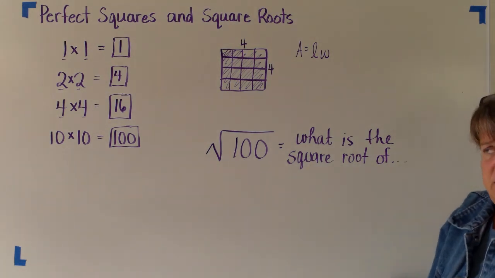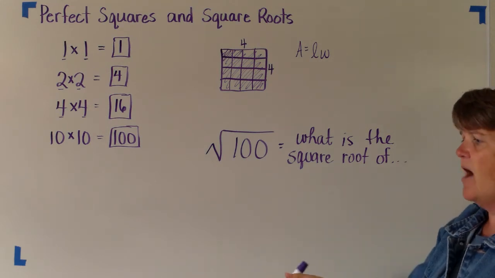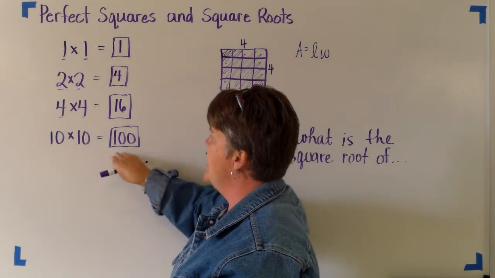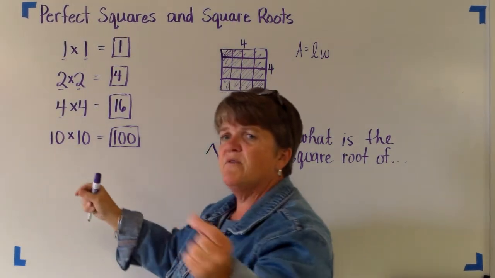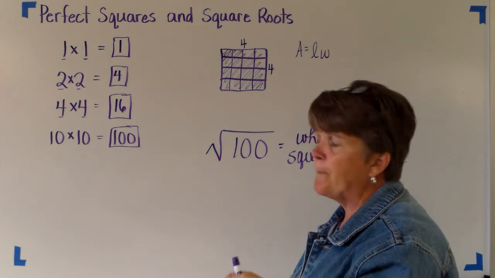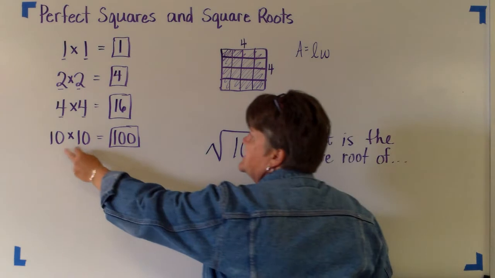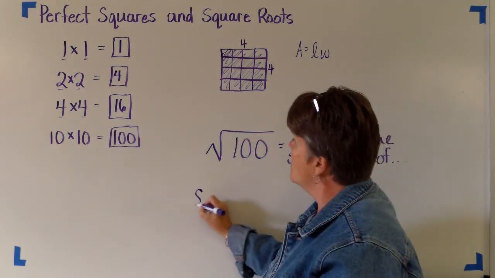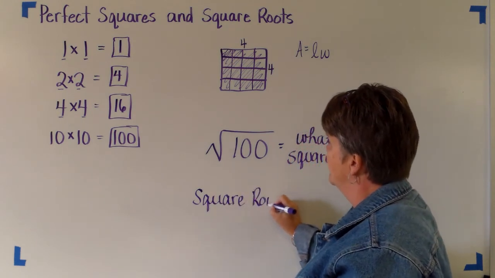Well, think about a tree or a plant. It starts with one root and then branches out. Well, when you look back here at these multiplication problems that make up a perfect square, the root is whatever number you duplicate to make the perfect square. So if you look at the square root of 100, you multiply 10 by 10 to get 100. Yes? So the square root of 100 is 10.